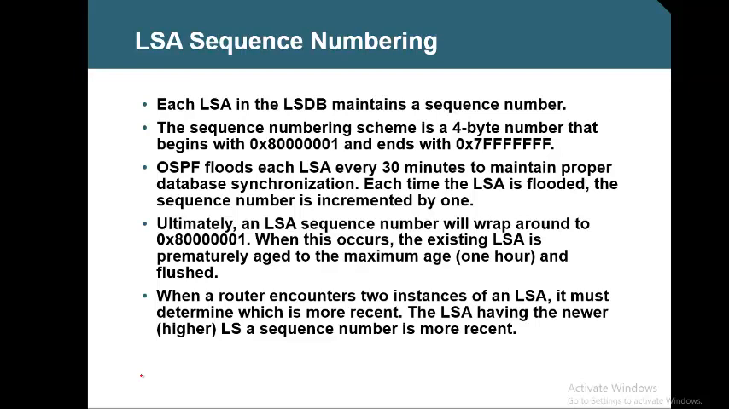Now, the sequence number scheme is 4 bytes that begins with 0x80000001 and ends with 0x7FFFFFFF. You may think, how is that possible, beginning with 8 and ending with 7? Actually, when it begins with 8 and all the zeros become F, that never happens, because there is a refresh of 1 hour. Every 1 hour they age out and then they reset again.